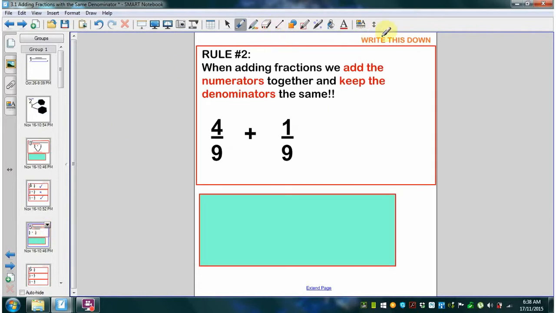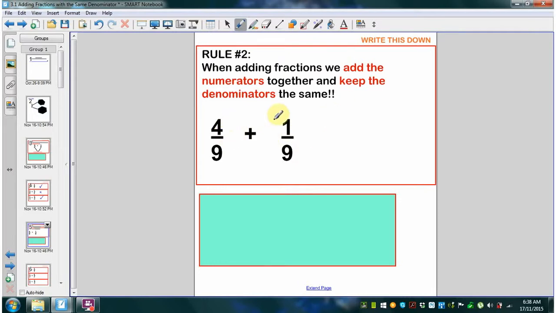Alright, so write this down. Rule number 2. Now we're going to get into actually adding them. So rule number 2, when adding fractions, we add the numerators together. So we add the top, and we keep the denominators the same. Okay, so we keep the denominators, and we're going to see that now. Just pause until you have this rule written down, and then write down the example, then we're going to do it together.